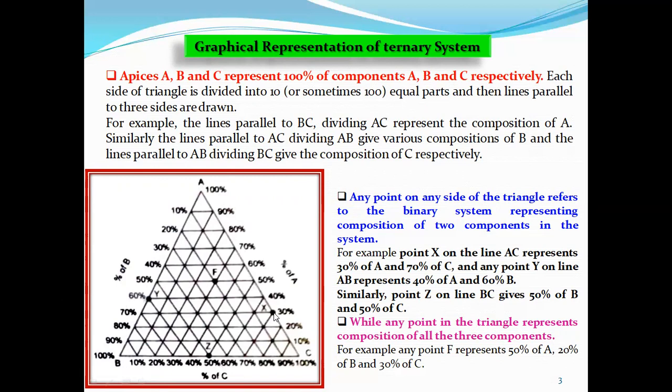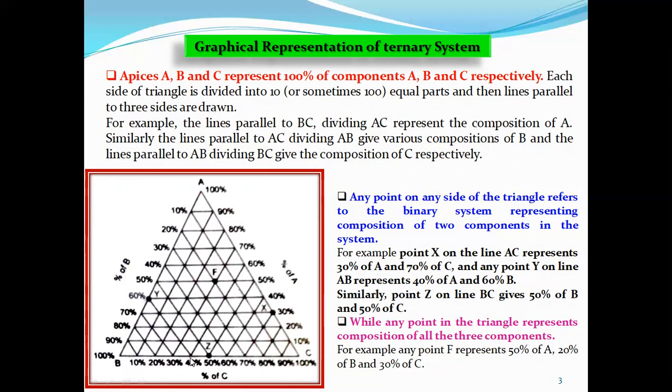So at point X, you can say easily 30% of A is present, and if we see this parallel line, that is parallel to the BC line, which crosses at this point on BC, which indicates 70% of C. If we take point Y, then it indicates 60% of B, and at the same time, going in this way on BC, 60% B, 40% C.